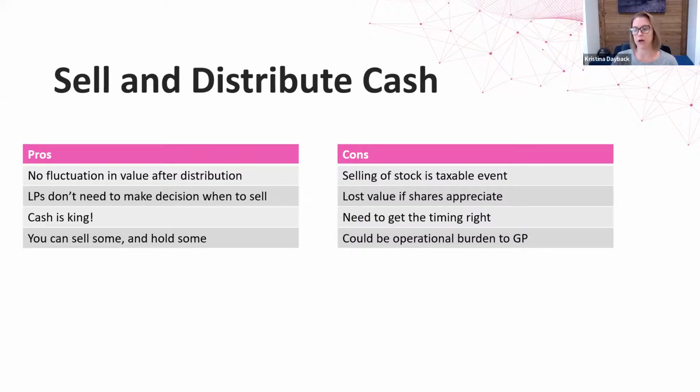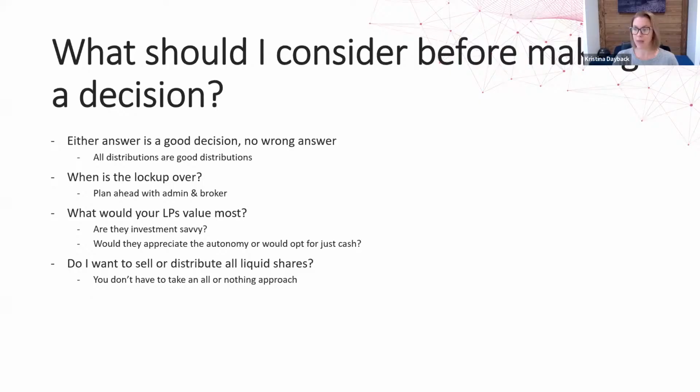Which leads to the next part: you need to think about timing and get the timing right. So make sure you're selling at the appropriate time. You're not holding too long or too short, and you're timing out when you're going to get the most value for those shares, which then could be an operational burden for the GP. So you have to not only manage private stock, which doesn't necessarily fluctuate too much over time, you also have to kind of keep a hedge fund mind in which you need to make sure you're timing the selling of those shares right. And these are some things that you should consider before making a decision.